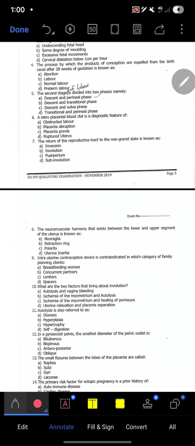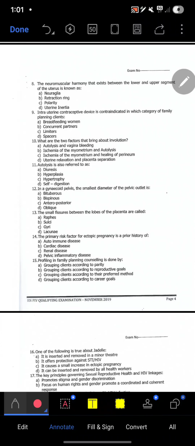Then we go to question 6. A retroplacental blood clot is a diagnostic feature of? The correct answer is B, which is placenta abruption. Question 7. The return of the reproductive tract to non-gravid state is known as? The correct answer is B, which is involution.